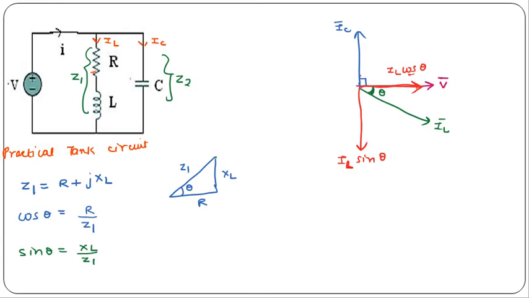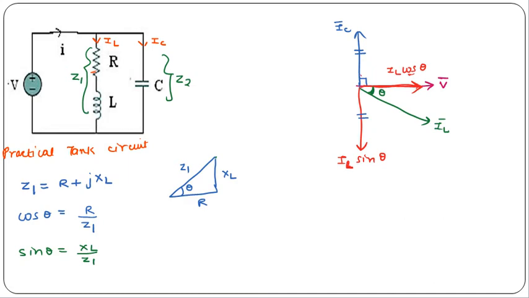Now at omega equal to omega naught, that is at the resonating frequency, when resonance occurs in this circuit, this I_C current and this I_L sin theta will be equal in magnitude. So at resonance I_C equals I_L sin theta. What is I_C? I_C is given by V by Z2, and Z2 is X_C, because here it is a pure capacitor branch.